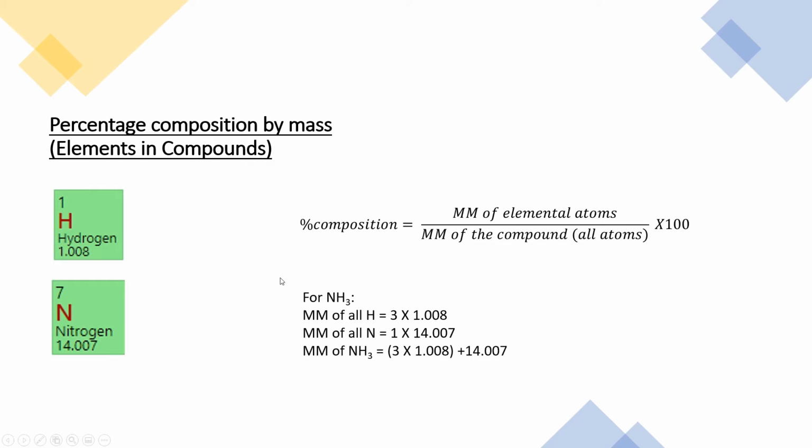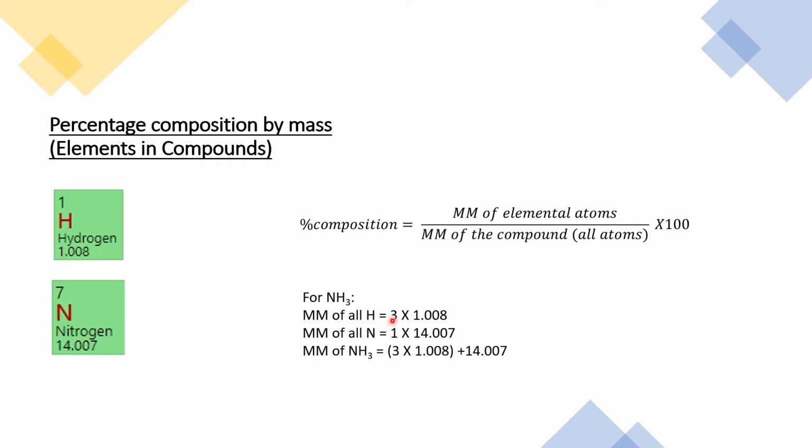So as an example here, if I was to do something for NH3, ammonia, what I would need to know is that the molar mass of all of the hydrogen is equal to 3 times its molar mass, which is 1.008 as it says here. We would also need to know the molar mass of all of the nitrogen, and that would be 1 times 14.007, which is the molar mass of nitrogen.